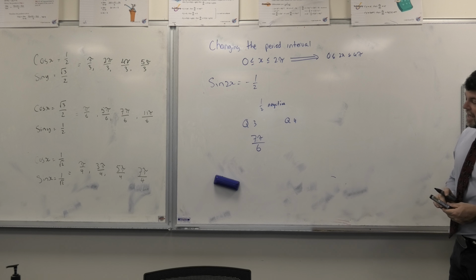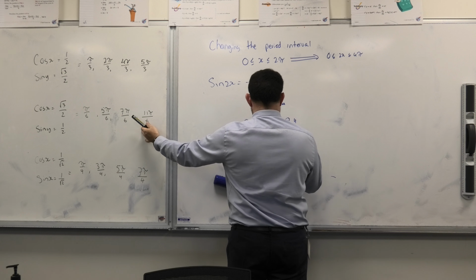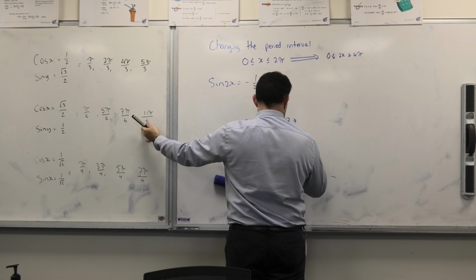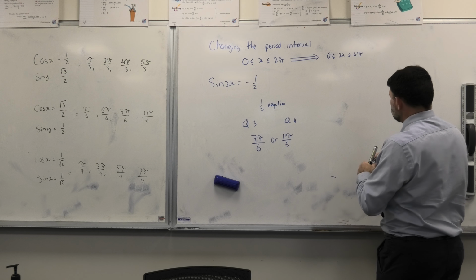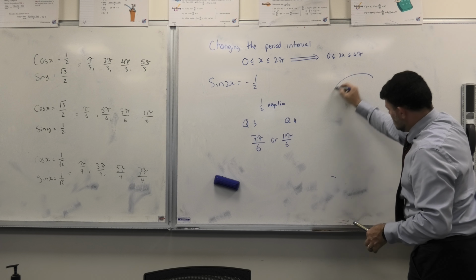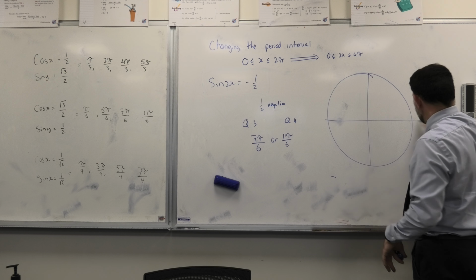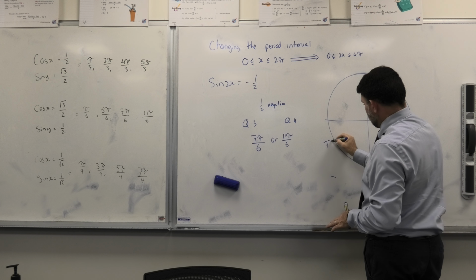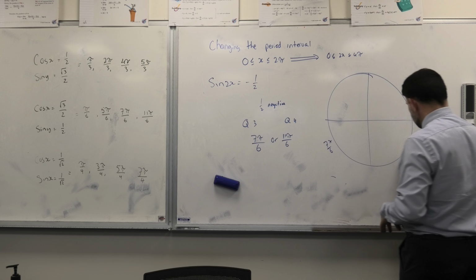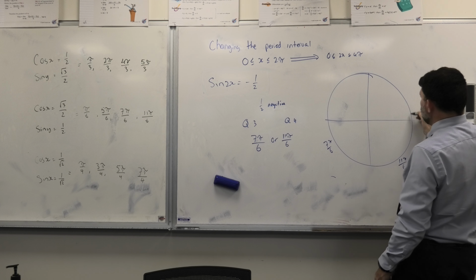Okay? And then in quadrant 4, 1, 2, 3, 4, it's going to be 11 pi on 6. Now, let's just draw up a unit circle here, because this is where it gets a little bit tricky. We've worked out that we've got 7 pi on 6 here and 11 pi on 6 here. And we've done one revolution.